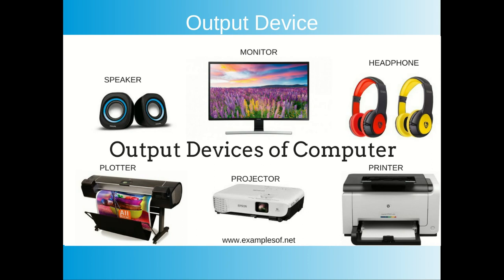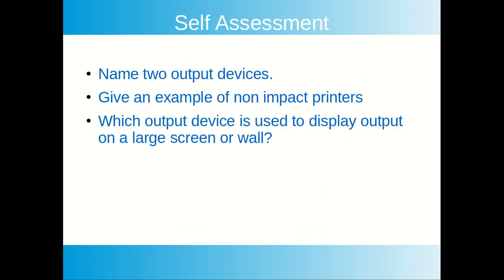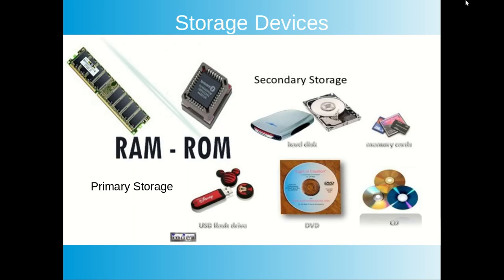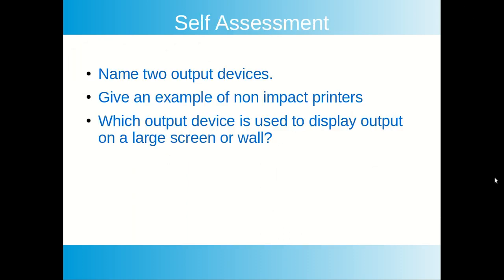Now after this I have some questions for you. There are some self-assessment questions after the output devices. The first question is, name two output devices. The second question is, give an example of non-impact printers. So you have to write one example of non-impact printers. Then the next one is, write which output device is used to display output on a large screen or wall. I hope you are done with all the three questions.